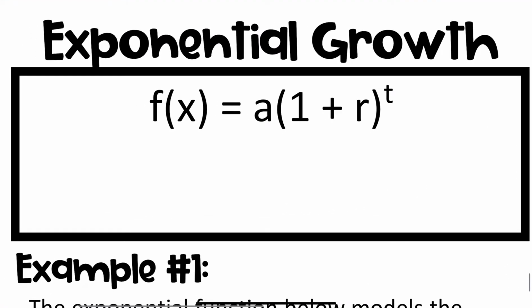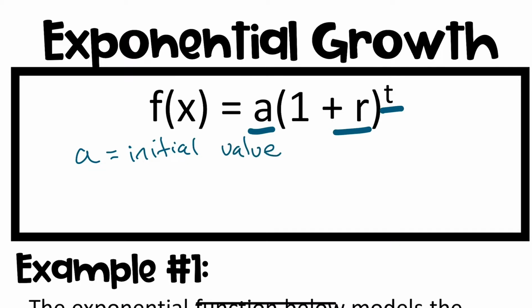All right. Exponential growth, we have an A, an R, and a T. A is going to be our initial value. Now, we learned that word in the last set of notes. That's where we're starting off at. So I'm going to say initial value or starting point. So in all of these questions, they're going to give us some number to start off with, and that will be our A.